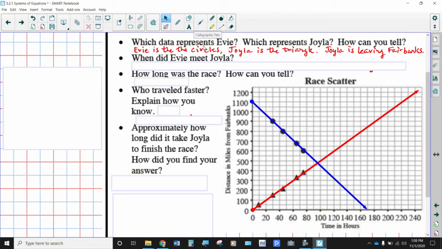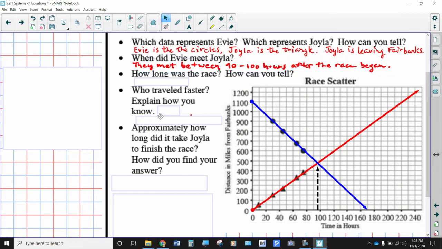So where do they meet? Well, do you see this point right here? That point right there is where they meet. Right, let me do it from here. Right around there is where they meet. And so looking at the timeline for the X line, where does that appear to be? Looks like it's between 80 and 100. It actually looks like it's between 90 and 100. Could be pretty close to 95 or 96. Well, I'm just going to say it's somewhere between 90 and 100 hours after the race begins. That is where they meet.